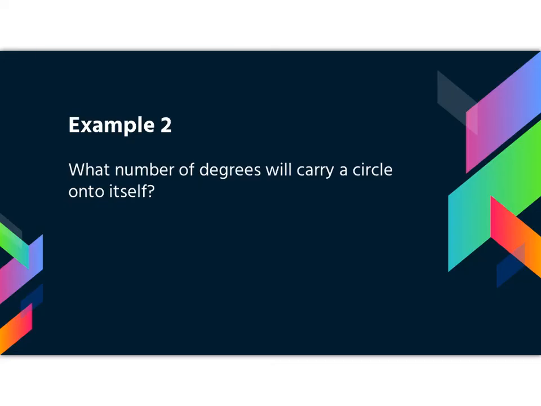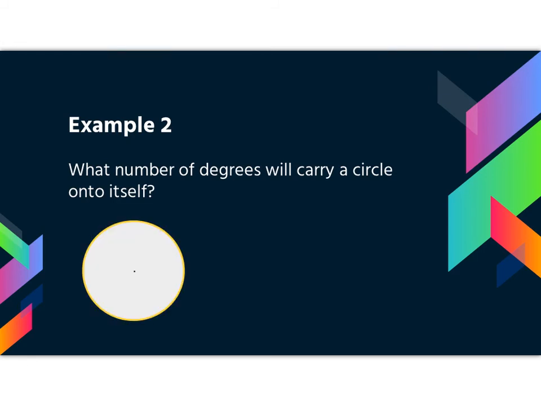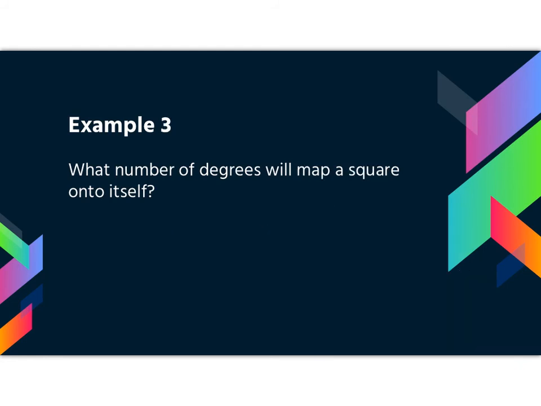So we're trying to figure out what number of degrees will carry a circle onto itself. So if you look here, we have a circle, and that little tiny black dot is the center of the circle. So that would be our center of rotation. So because you have a circle, you can literally rotate any number of degrees, and that circle will map right back onto itself. In this case, we want to map a square onto itself by rotating.